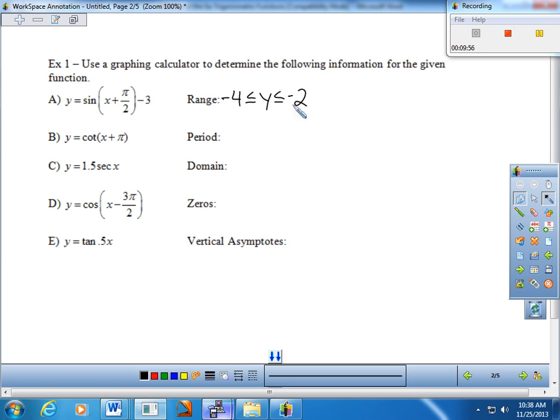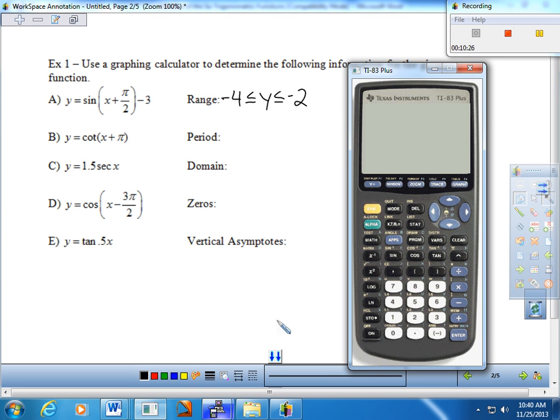Okay, one down. Let's go get the next. I bring the calculator up, of course, and let's see what we have going here. So cotangent, so 1 divided by tangent of x plus pi. Let's get that in there. Looks good. I'll hit graph on that. Not too bad, and all I'm looking for is the period there.